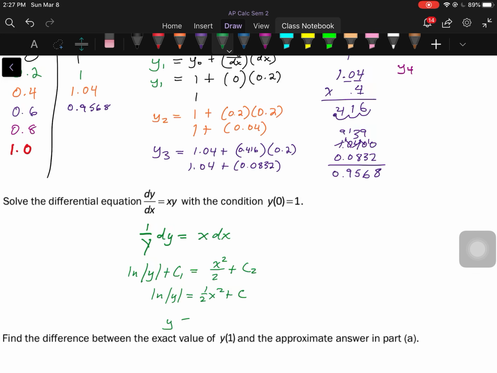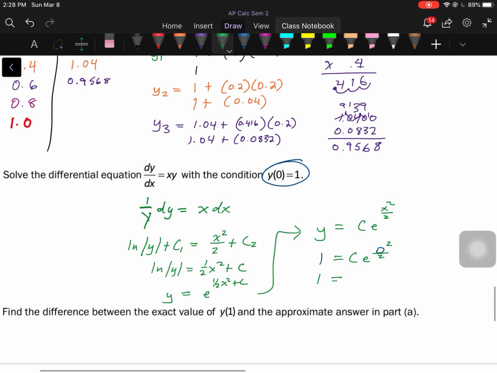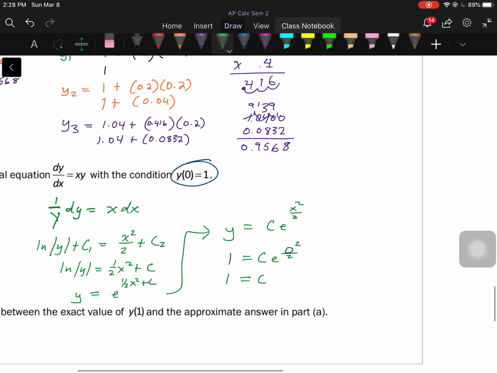Solving for y, I get y equals e to the 1/2 x squared plus c. You could have plugged in the initial condition before this, like we did in class, but that's okay. Which gets me y equals c e to the x squared over 2. Now it tells us the initial condition, just like before: when x is 0, y is 1. So I put 1 in for y, I put 0 in for x, and I get 1 equals c e to the 0 squared over 2. So 1 equals c times 1. So I get y equals e to the x squared over 2.